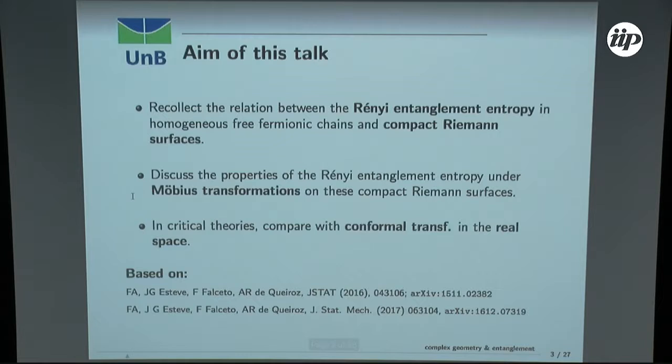So anyway, what I'm going to discuss here is how I recollect this Rényi entanglement entropy for a very general class of free fermion chains, and the relation of this entropy with a compact Riemann surface. Two years ago, there was a conference here organized by, again, Alvaro and Pasquale, and it was quite a nice conference. Back then, I advertised that I wished to understand the relation between the formula that I had obtained for this entanglement entropy and this complex geometry, the Riemann surface. Two years later, I'm now able to show this result.